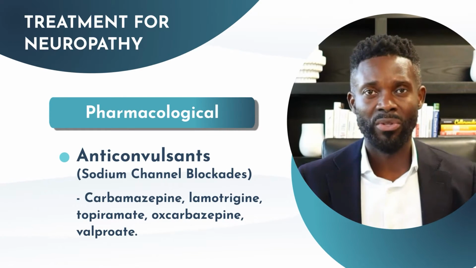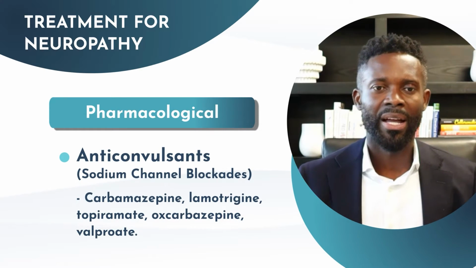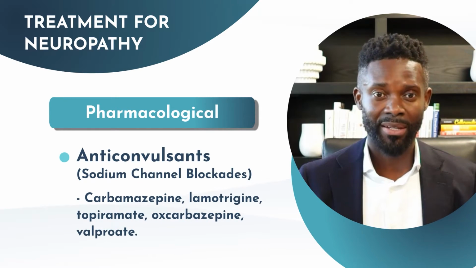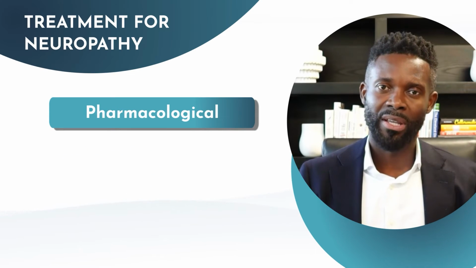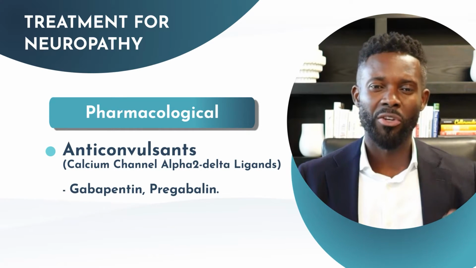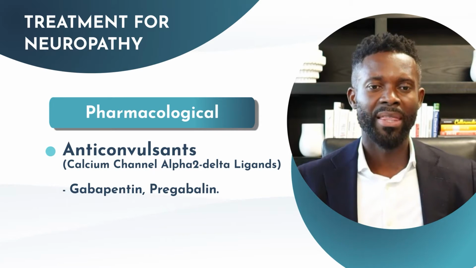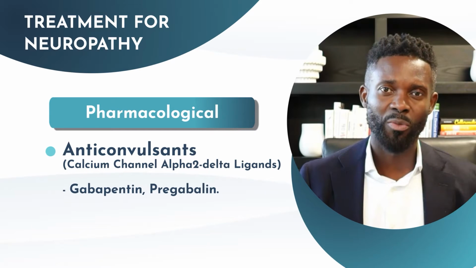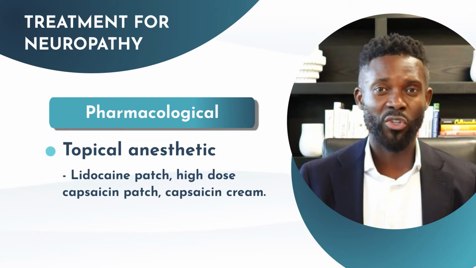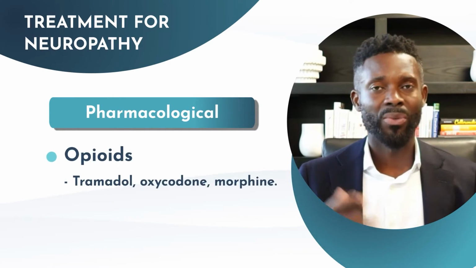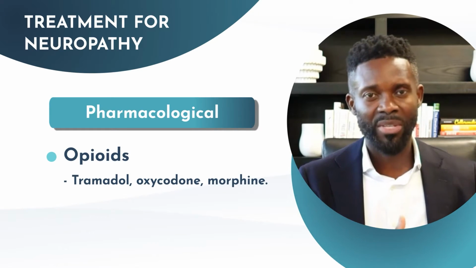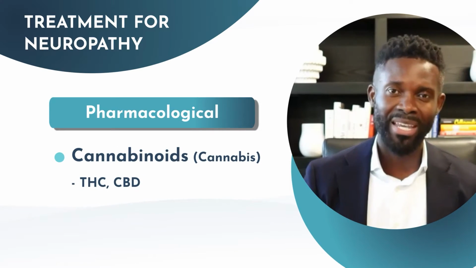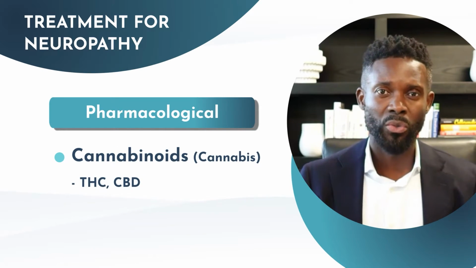Some of the medicines that we use are carbamazepine, lamotrigine, topiramate, valproate, as well as oxcarbazepine. We can also use other types of anticonvulsants, which are a little different, using something we call calcium channels. These are gabapentin or pregabalin, which is Lyrica, that most people are familiar with in terms of nerve pain. We can also use topical anesthetics to help with that. Sometimes we can use opioids, tramadol, if the other systems are not working well, but again this is not something that we recommend. We can also explore cannabinoids, so THC, CBD can also help with neuropathic pain.